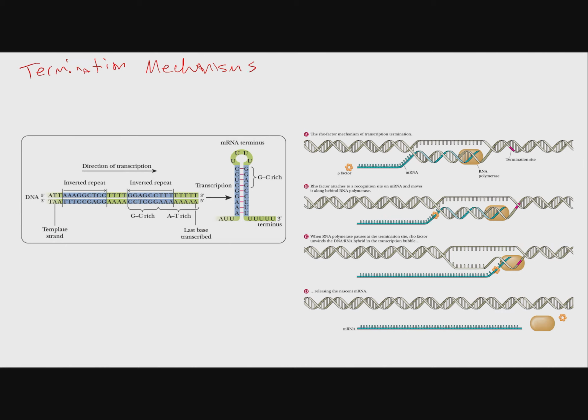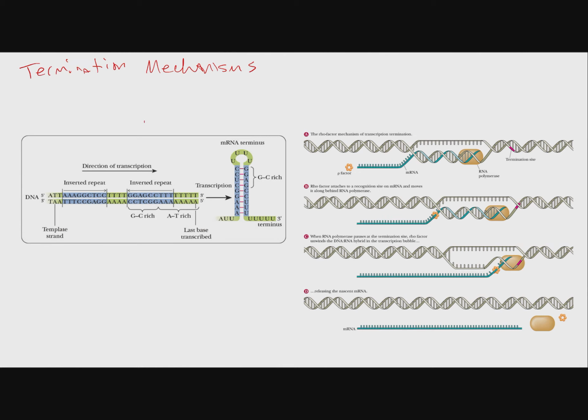There's intrinsic termination. This is not dependent on a protein called Rho. There is Rho dependent and Rho independent. So intrinsic termination does not depend on the Rho protein and is controlled by what we call termination sites. These are areas in the DNA that cause a termination of transcription by basically generating hairpin loops and a zone of weak binding between the DNA and the RNA.